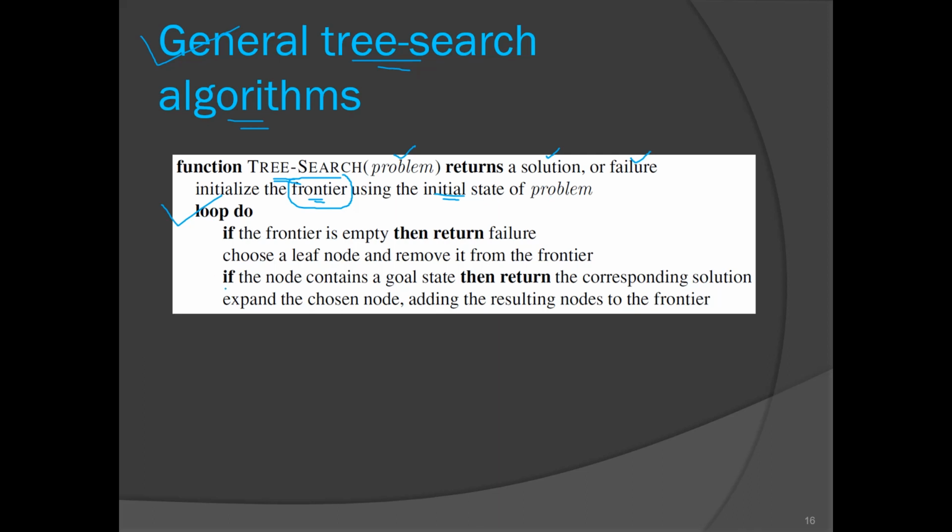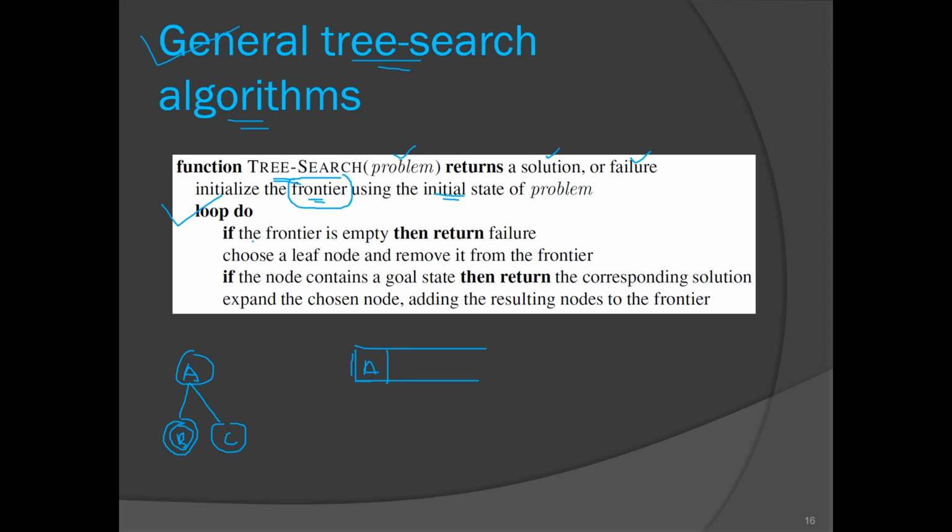Now loop do. Consider this search tree. We will consider one simple search tree. First we will see the normal case, and next time we will consider the failure case. Now we will consider that B is our goal state. A is our initial state, so our frontier will contain A. So this is our initialization.